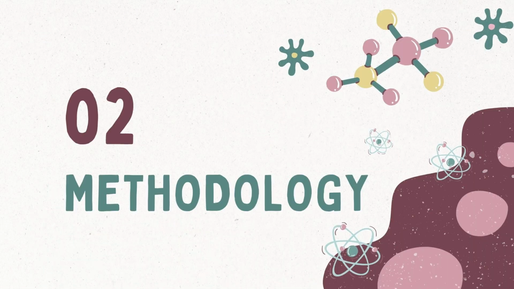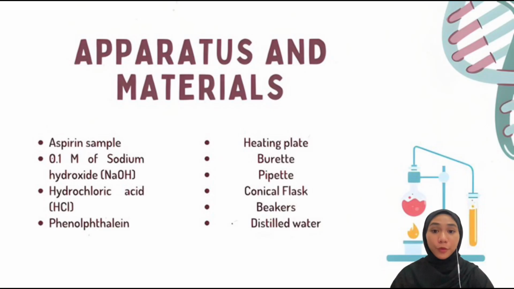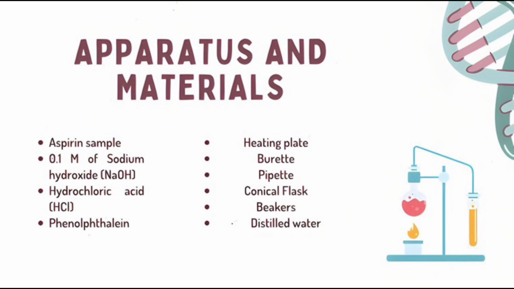Next, let's continue with the methodology. Before we proceed to the procedure part, there are some apparatus and materials that we will use in this experiment. First and foremost, of course, the material we will use is the aspirin sample, as we know this experiment is about analyzing aspirin. Next, 0.1 M of sodium hydroxide, hydrochloric acid, and phenolphthalein. For apparatus, we will use a burette, pipette, conical flask, beakers, distilled water, and a heating plate to complete this experiment.